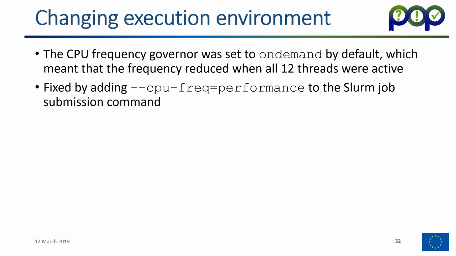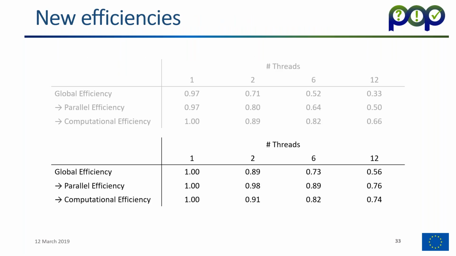So it found that changing the CPU frequency governor from the default to performance actually boosted the performance of the threads when running on 12 threads. And to show this, when these changes were made, we reprofiled the code and recomputed the metrics.